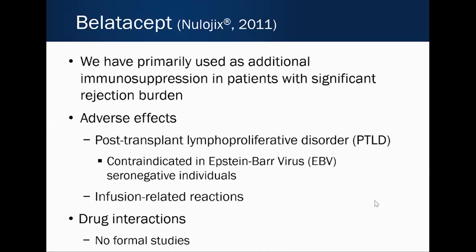But the way that we more commonly have seen, or you may see Belatacept being used, is we've used it as an additional agent in patients with significant rejection burden. So there is some literature out there about using Belatacept even in combination with calcineurin inhibitors, right?